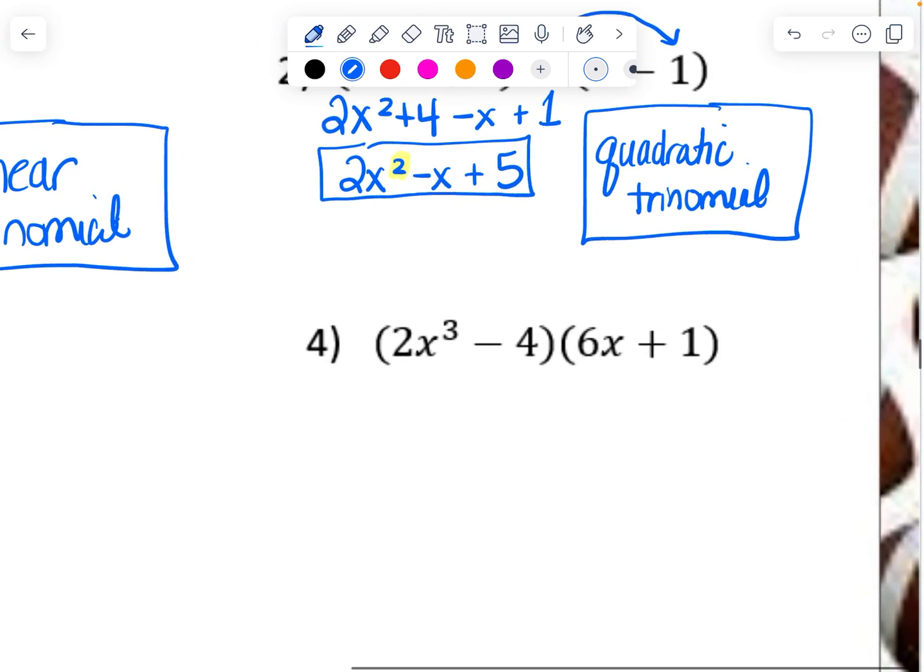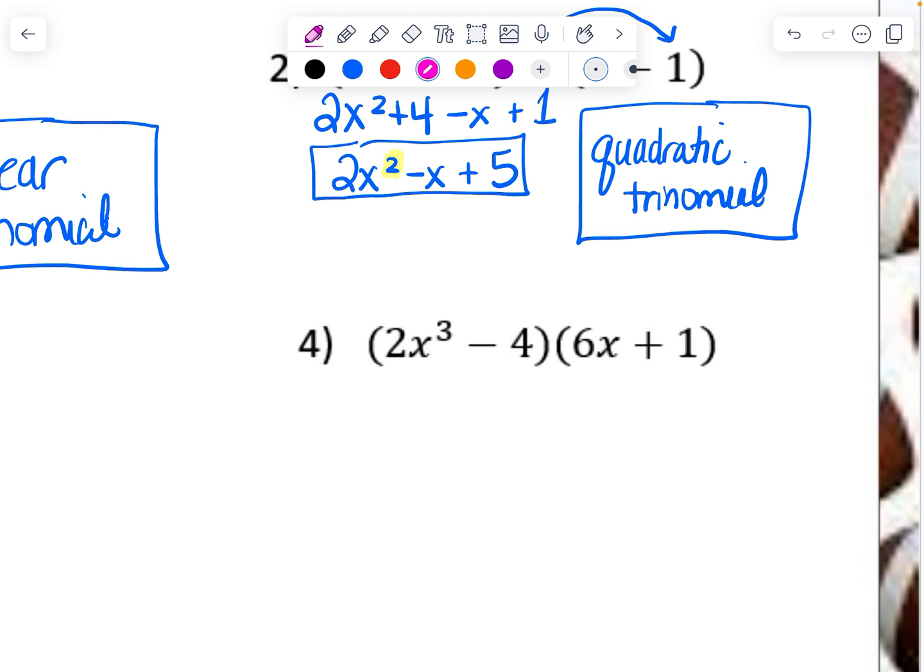All right, if I have a binomial times a binomial, that's when we have to remember to multiply every term in the first binomial by every term in the second binomial. I like to use the arrows. So 2x cubed times 6x is 12x to the 4th. 2x cubed times 1 is just plus 2x cubed.